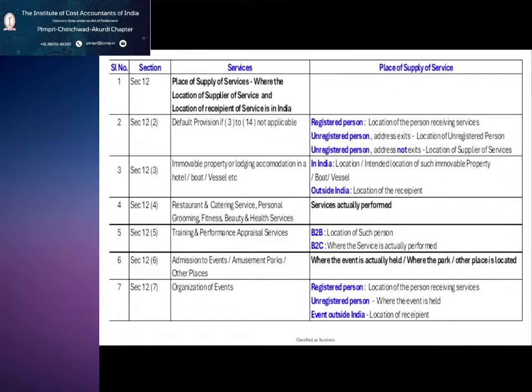Last time we had seen, I think, till... I'm not sure. Okay. We will see a few examples for section 12 subsection 3.